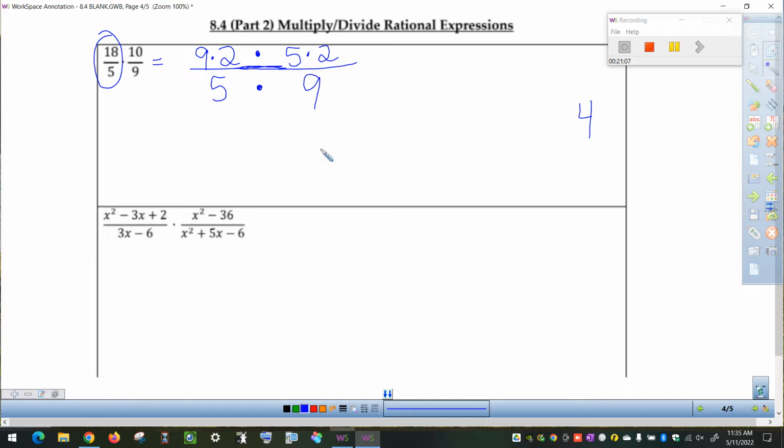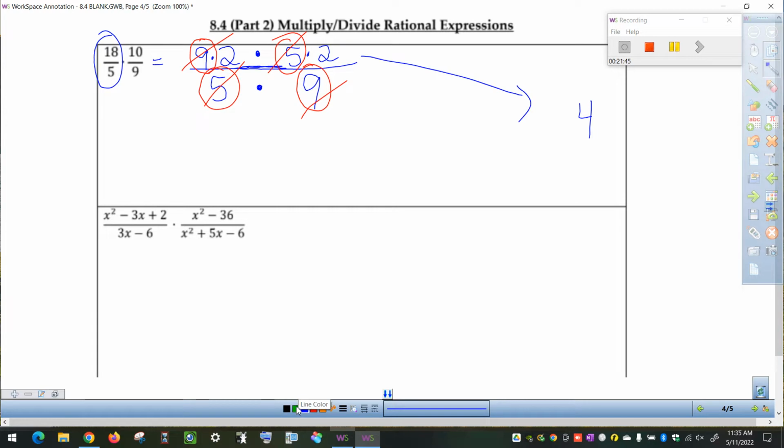Because things are being multiplied across the top and multiplied across the bottom, we can go ahead and cancel out common factors. So we've got a 9 on the top. That's going to cancel with a 9 on the bottom. The 5 on the top can cancel with the 5 on the bottom. Notice how the only thing that leaves us with is 2 times 2, and we do get to that same answer of 4.